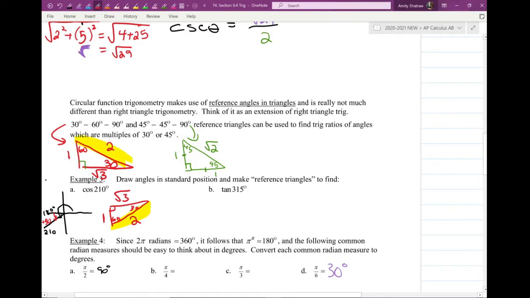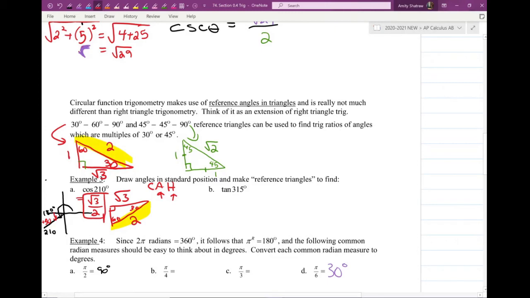So we can figure out what cosine is by saying, hey, what was the definition of cosine? Well, remember it's CAH, right? So I want my adjacent and my hypotenuse. So my adjacent side to the 30-degree angle will be the square root of 3, and my hypotenuse side will be a 2. So my answer to cosine of 210 is the square root of 3 over 2.